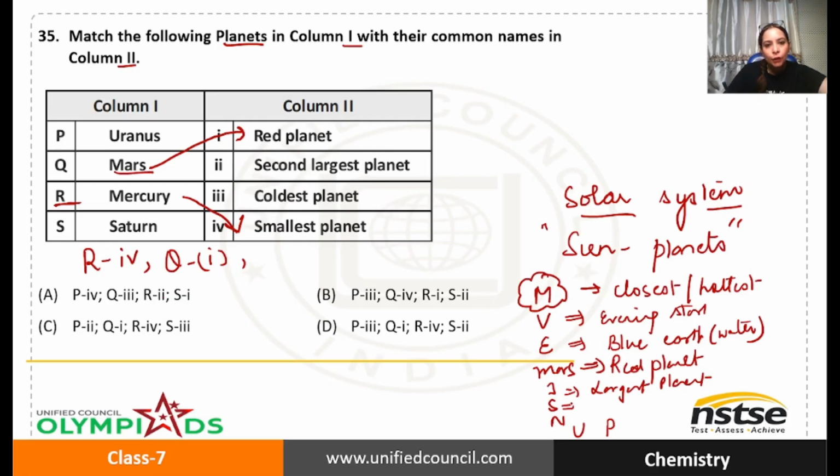Saturn, if I talk about Saturn, Saturn basically is the second largest planet. So that means Saturn matches with 2. So S matches with 2.